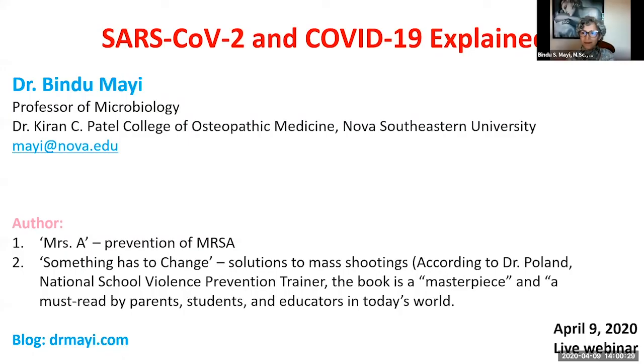Good afternoon, everyone. The title of my talk today is SARS-CoV-2 and COVID-19 Explained. SARS-CoV-2 is the name of the virus. The name of the disease is COVID-19, which stands for coronavirus disease, and the number 19 obviously stands for 2019, which is when we first started seeing this infection emerge in Wuhan, China.